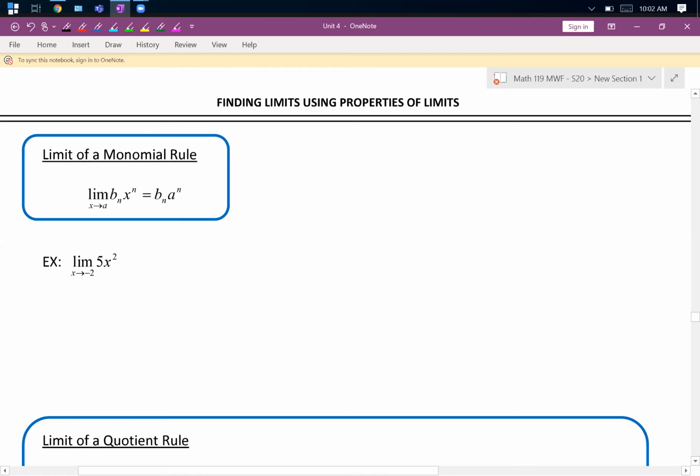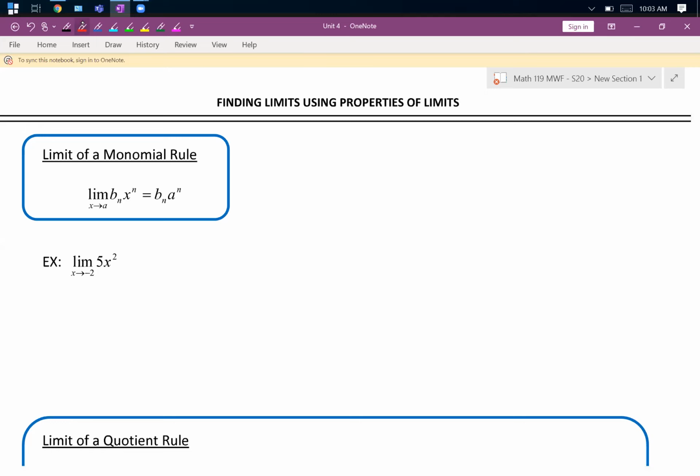All right, so the limit of a monomial rule: if we have the limit as x approaches a of b sub n times x to the n, that's going to be equal to b sub n times a to the n. So b sub n is just some coefficient. It's not a variable, it's just some kind of real number. The only reason they put a subscript on it is because in a polynomial, you have a bunch of monomial terms strung together. That's what makes it a polynomial. So they just use that subscript on the coefficient to distinguish between the different terms in a polynomial.